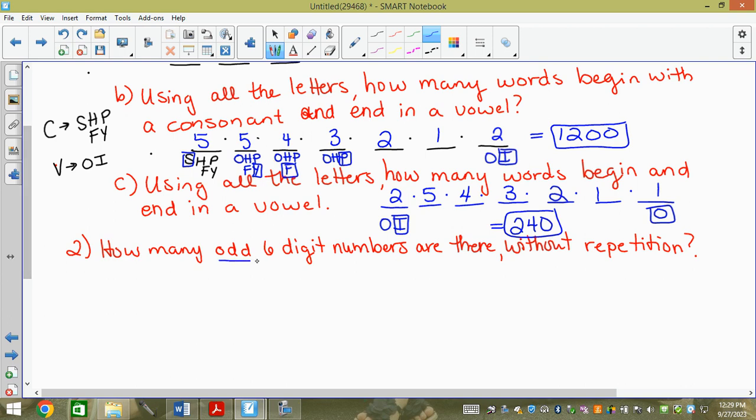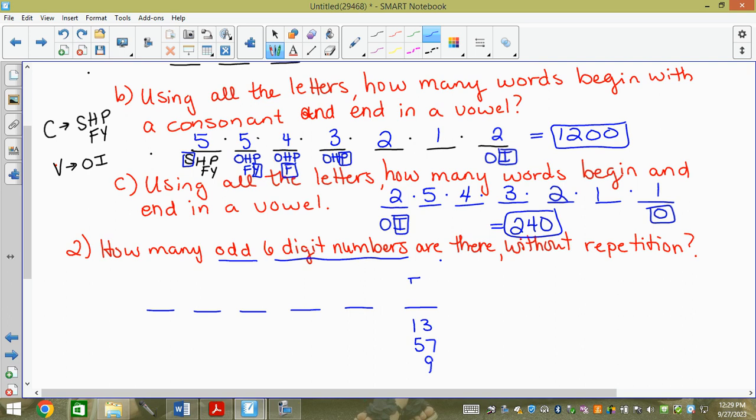So how many odd? Odd means I have to end in an odd number, right? 6 digits means I have what? How many blanks? 6. And the first one can't be a what? 0, because it's a 6-digit number. That would be a 5-digit number. If it was a 6-digit code, could I start with a 0? Codes, yes. Numbers, no. Okay? So here I have 1, 3, 5, 7, 9, which is how many options?